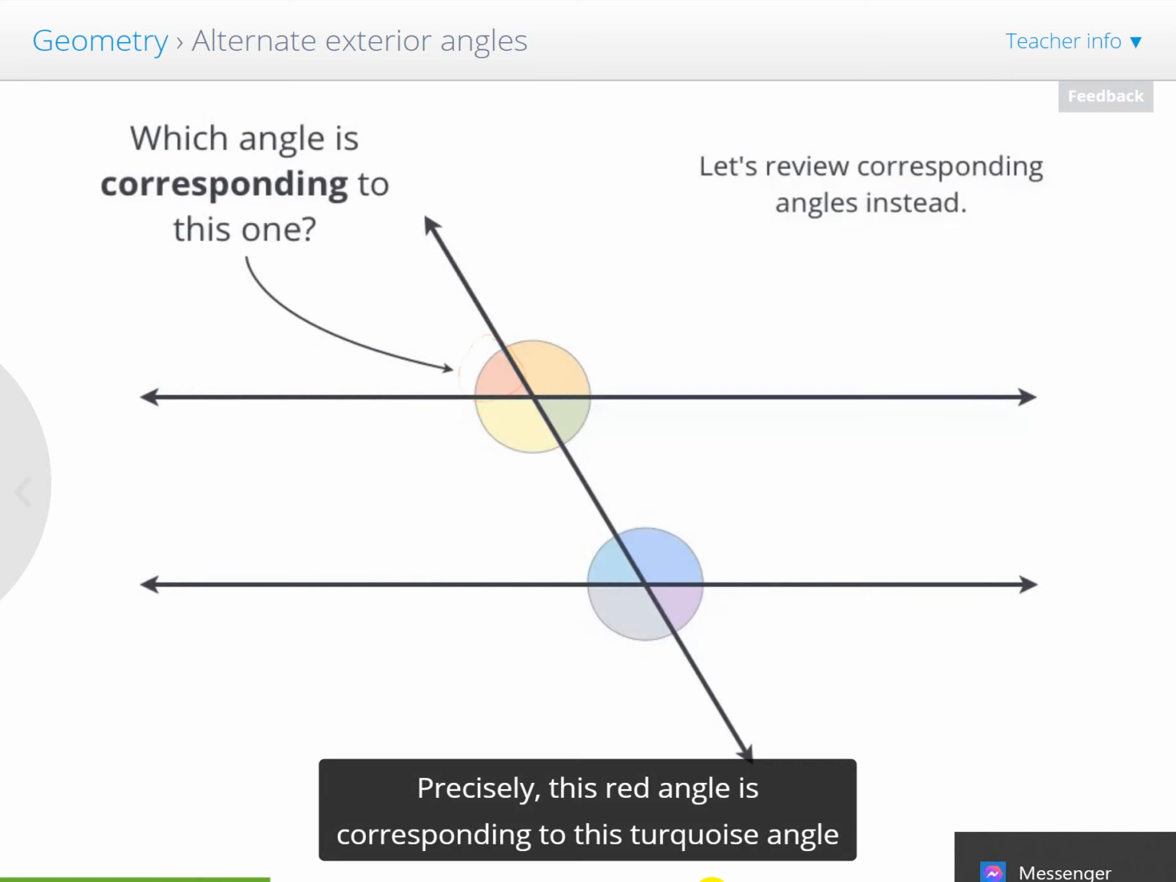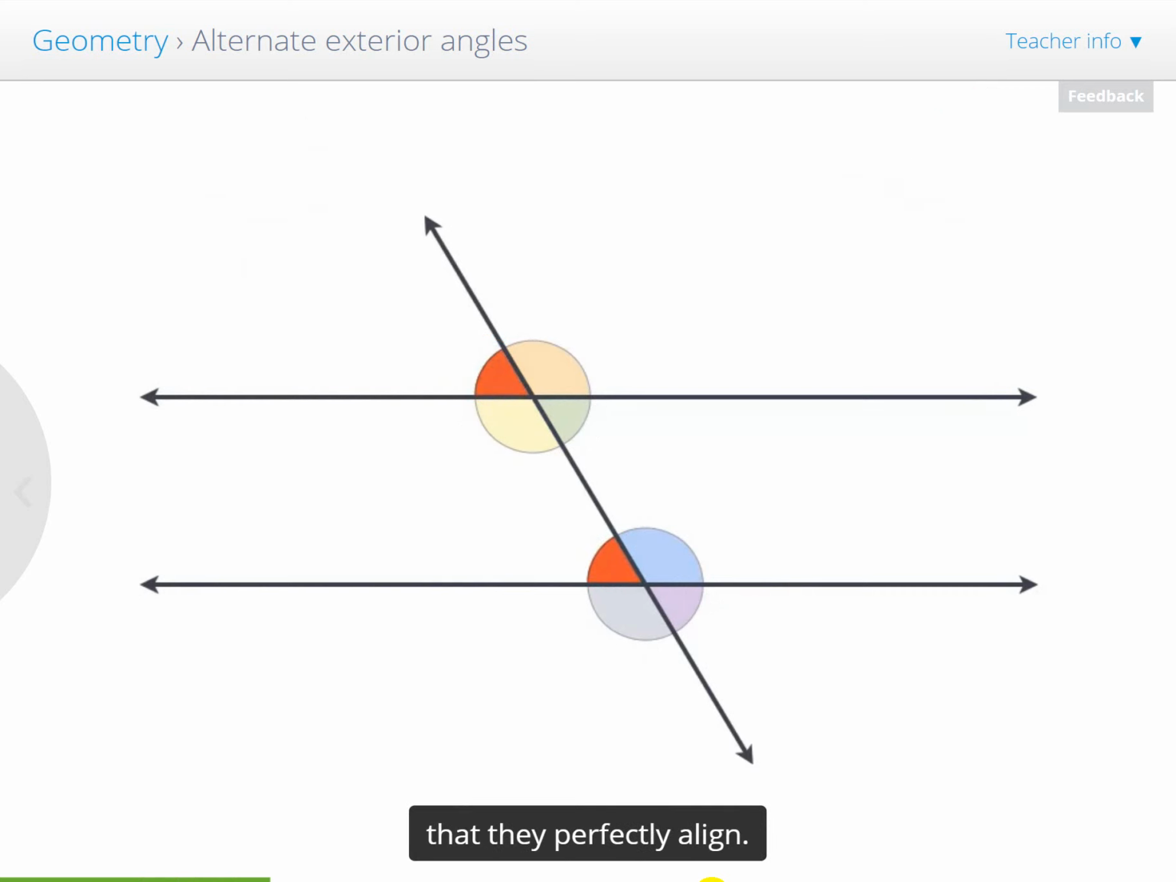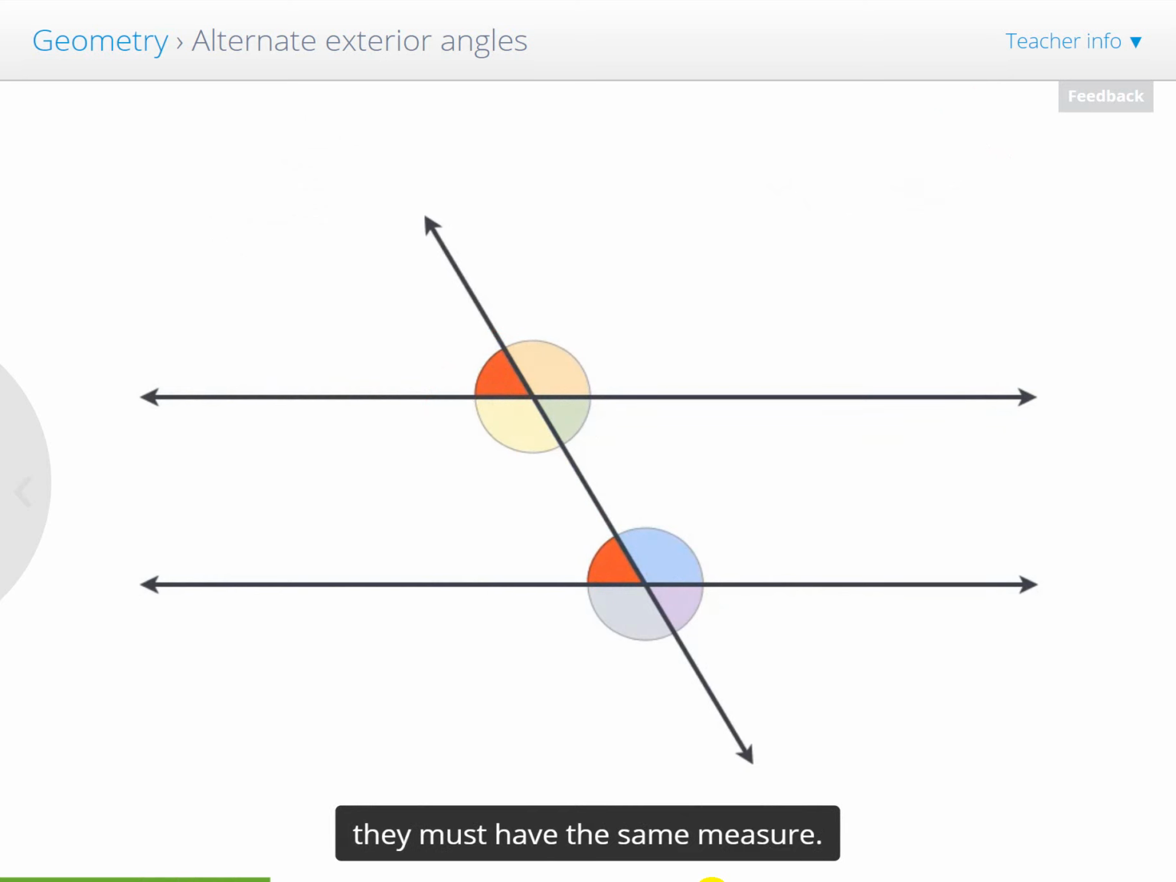Precisely, this red angle is corresponding to this turquoise angle down here, because you can move it down the transversal so that they perfectly align. So that means these two angles are congruent. That is, they must have the same measure.